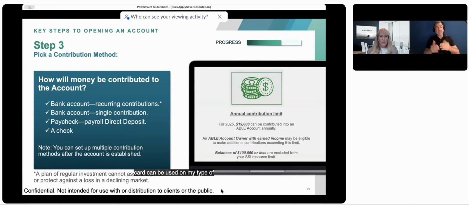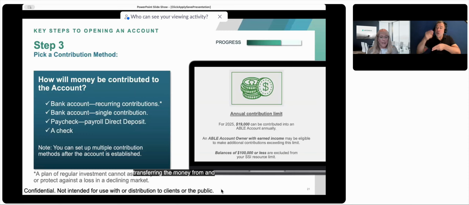So step 3, pick a contribution method. So how will you contribute to this account? So through a bank account, for example, recurring contributions or a single contribution, through your paycheck, through payroll direct deposit, or a check. So there are so many different ways to contribute and save in your ABLE account. If you contribute from a bank account, you just have to have your standard information, which is bank name, routing number, the account you'll be transferring the money from, and the name on the bank account.